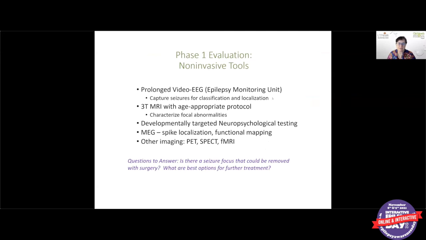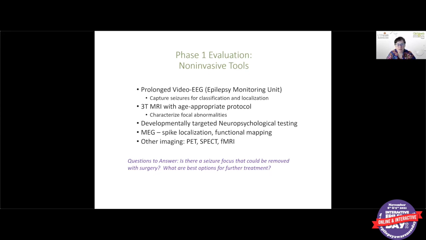So the prolonged video EEG is something that's done in the epilepsy monitoring unit, where seizures are captured on the EEG and on the video, so that we can see exactly how that seizure is occurring in the brain and what the manifestations are when the patient has a seizure. And those can help us understand where the seizure is coming from, and whether there is a seizure focus that you can remove surgically, either with actual brain surgery or laser ablation, for example.